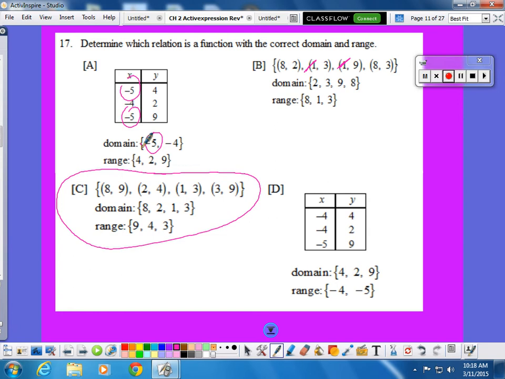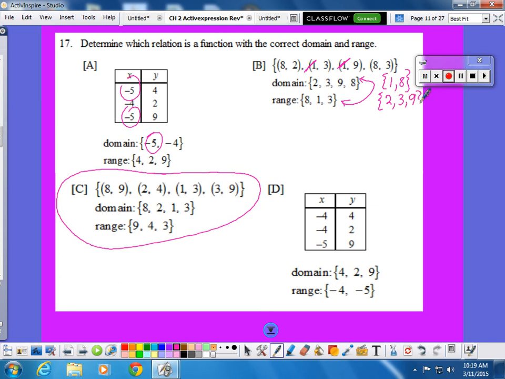Is the domain on B swapped with the range? I don't know. Maybe I hadn't looked. Oh, it is, isn't it? Oh, see, that's what confused me. I didn't even notice that. All right. So, let's see. 8, 1. This domain should be what? 1 and 8. And this range should be 2, 3, 9.